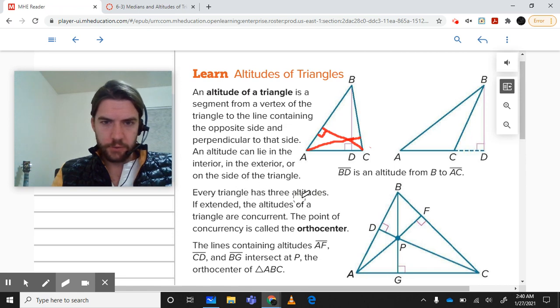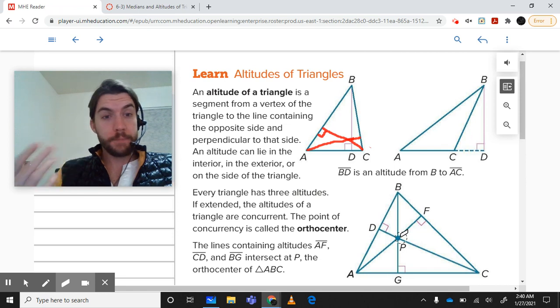Every triangle has three altitudes. If extended, the altitudes of a triangle are concurrent, so they cross over. The point of concurrency is called the orthocenter. Okay, so this orthocenter is not necessarily the center of mass. It's not necessarily the same point as the centroid. It's something a little bit different.